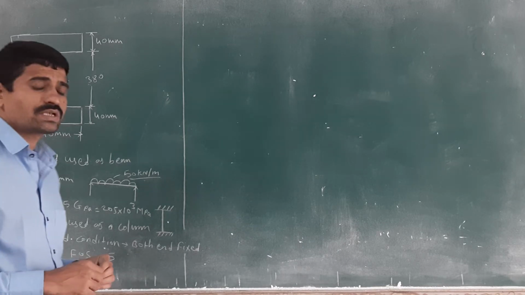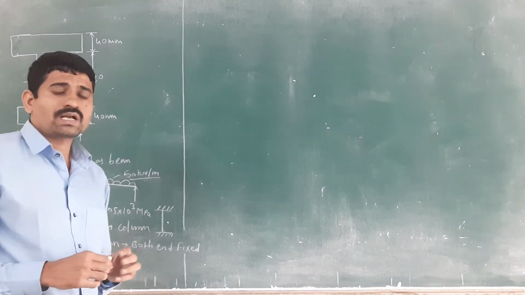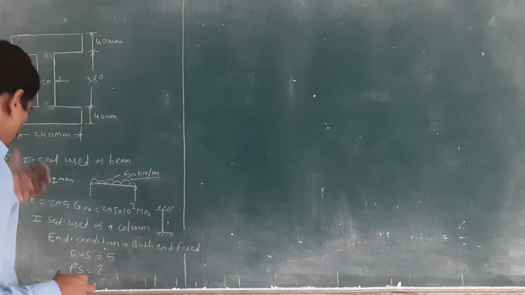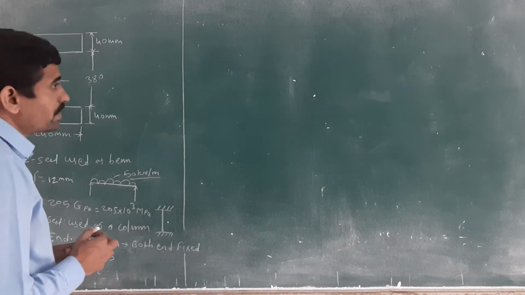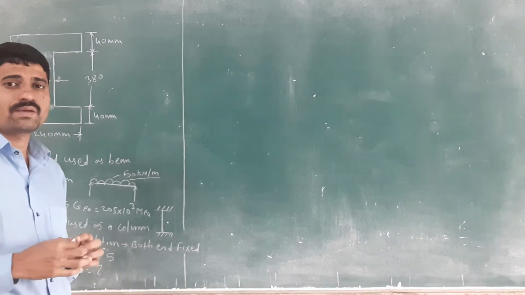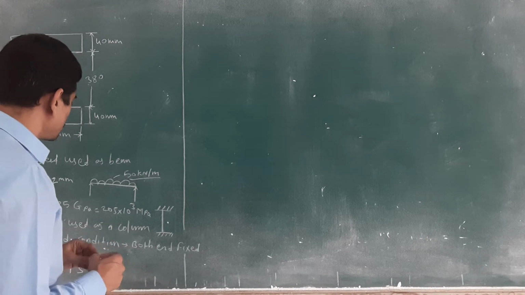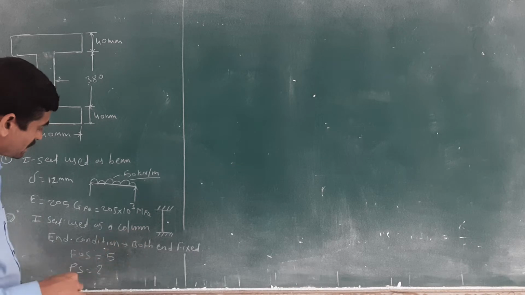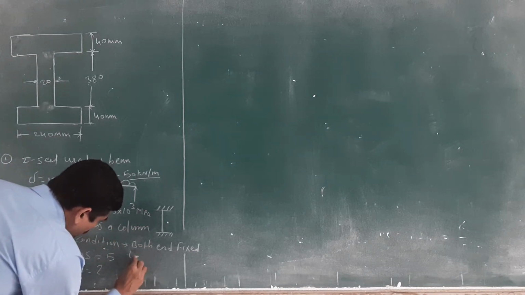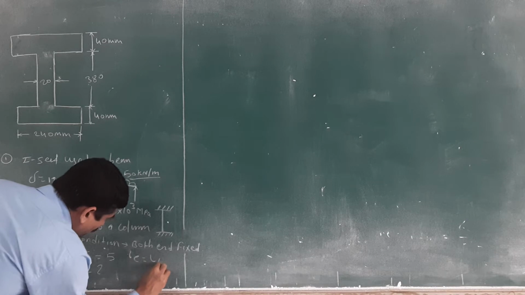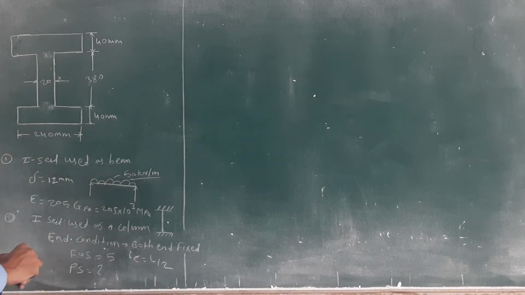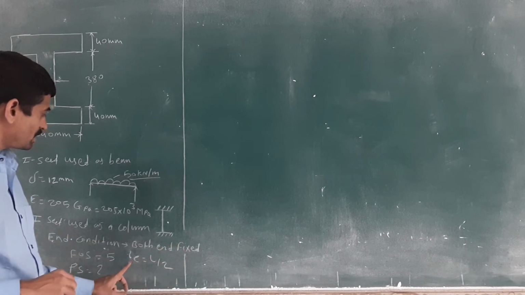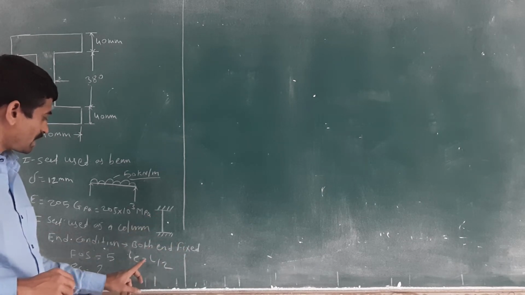Okay, in the last lecture we have seen one table. In that table we have seen the actual length as well as the effective length. Both lengths we have seen, right? Actual length and effective length. Also we have seen the relation between actual length and effective length. If both ends are fixed, then what is the relation? LE is equal to L by 2. This is a very important end condition. If both ends are fixed, then you should write LE is equal to L by 2.